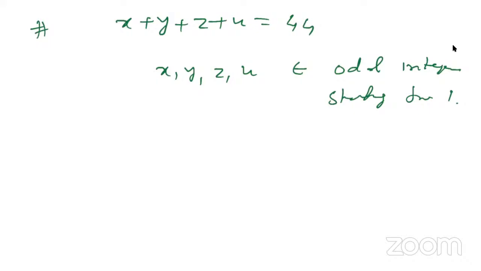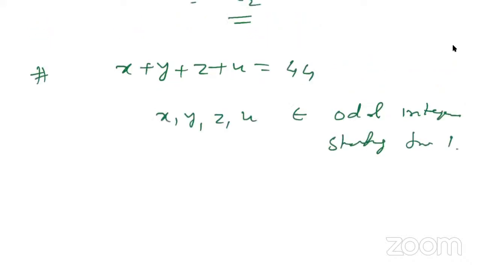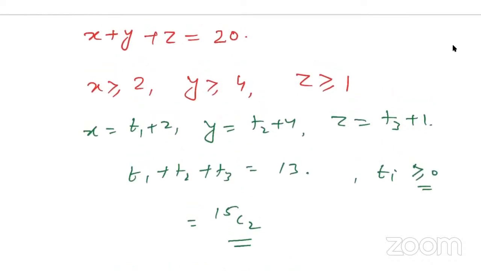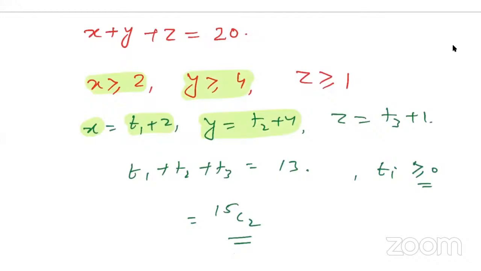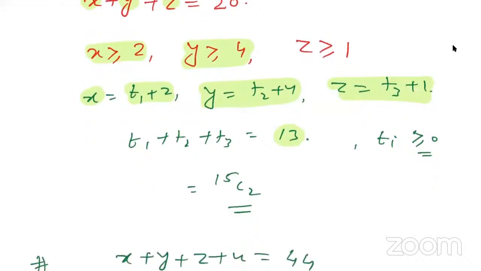Right, to go for the odd one, as you can see in the previous question what we did: x greater than or equal to 2, so I'm taking x equal to t1 plus 2. So t1 would be greater than or equal to 0, so x would be greater than or equal to 2. Similarly, y is greater than or equal to 4, so I'm taking y equal to t2 plus 4. So t2 is greater than or equal to 0, then y is greater than or equal to 4, and same for this one, right? Putting all the values in place of x, y, and z, I'm getting t1 plus t2 plus t3 as 13. And we have solved the question of this.